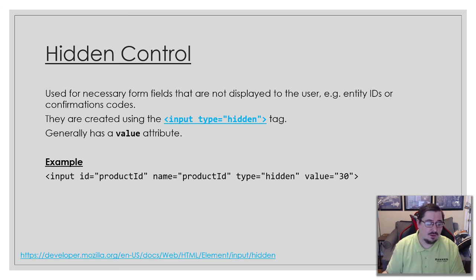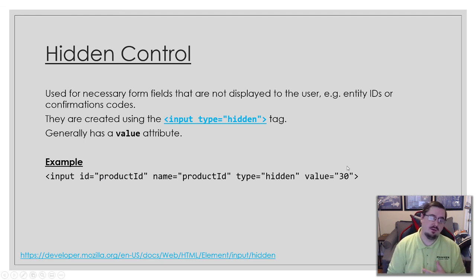So for instance here, maybe I'm adding something to my cart, or I'm changing the price of an item in my store. I might need to know the product ID if I'm working with it. So the product ID here I'm specifying as a hidden input. So you can see type is hidden. You can see the ID and the name have both been set to product ID. And then I've got a value of 30.